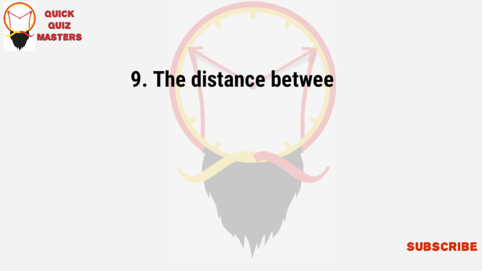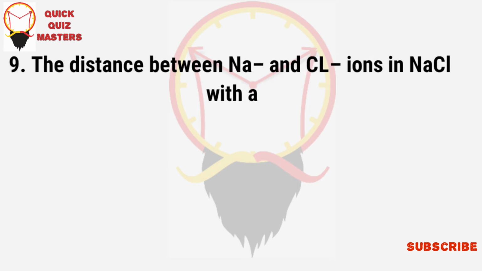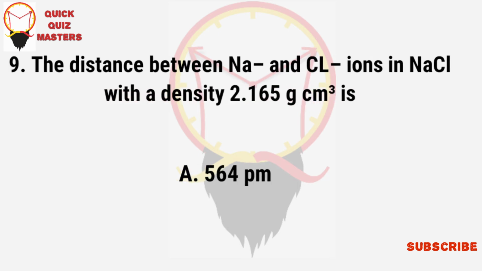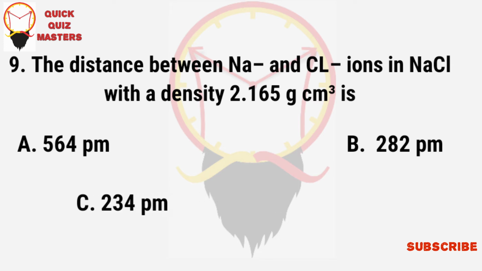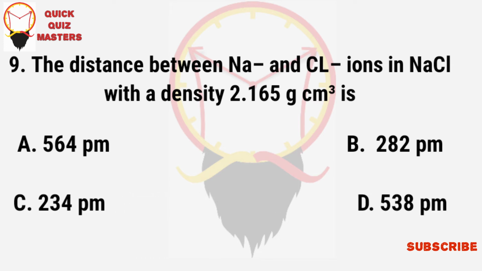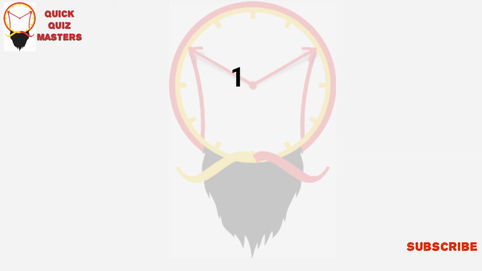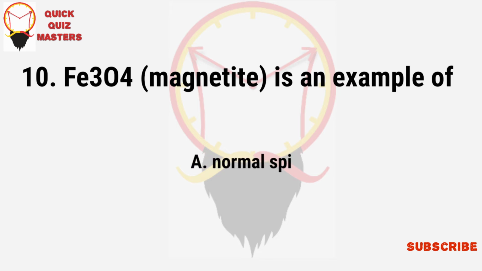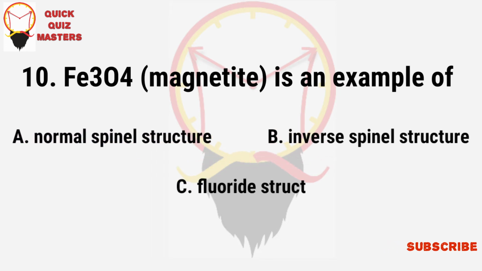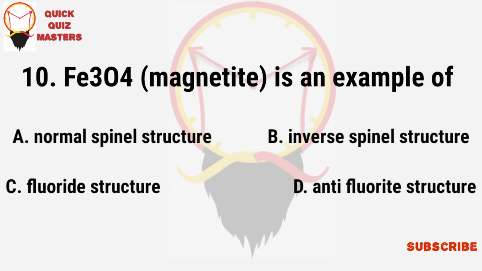The distance between sodium and chlorine ions in sodium chloride with the density 2.165 gram per centimeter cube is 564 pm, 282 pm, 234 pm, 538 pm. Fe3O4 magnetite is an example of normal spinel structure, inverse spinel structure, fluorite structure, antifluorite structure.